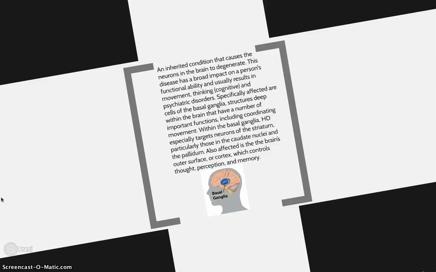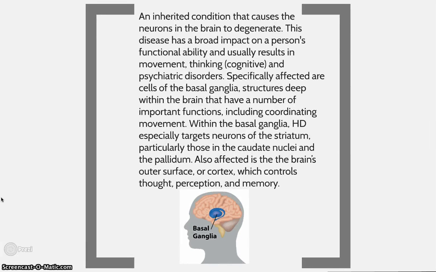Next, we have Huntington's disease, an inherited condition that causes the neurons in the brain to degenerate. This disease has a broad impact on a person's functional ability and usually results in movement, thinking, and psychiatric disorders. Specifically affected are cells of the basal ganglia, structures deep within the brain that have a number of important functions, including coordinating movement. Within the basal ganglia, HD especially targets neurons of the striatum, particularly those in the caudate nuclei and the pallidum. Also affected is the brain's outer surface, or cortex, which controls thought, perception, and memory.